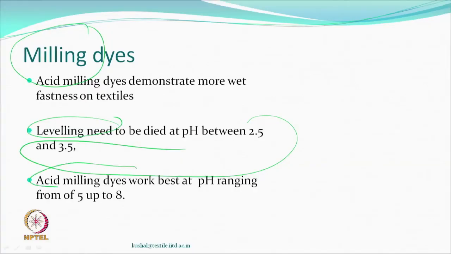But we are interested in another class of dye. If felting and milling is the process which has to be employed, they are called milling dyes, and they will be dyed in neutral to a little alkaline, like higher pH, 5 to 8. 8 is on the alkaline side, but not highly alkaline, right? So now you have milling dyes, specially designed. The molecular structure, molecular weight is high, so they find it difficult to come out.